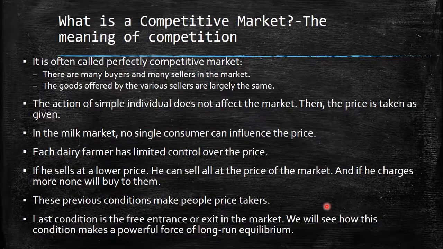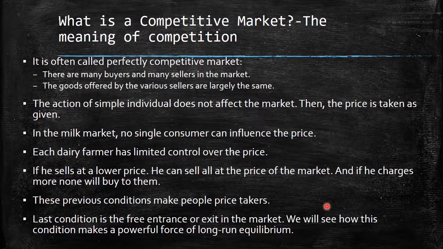And the last condition is free entry or exit in the market. We will see how this condition is a powerful force of long-run equilibrium. We're going to verify how this changes the long-run equilibrium. It means that whenever you want, you can go out of the market, and whenever you want, you can go into the market.